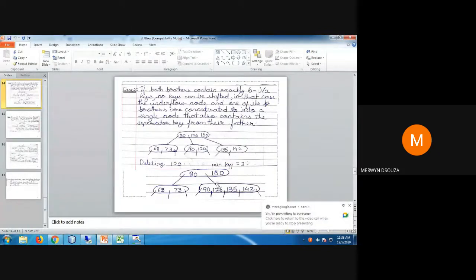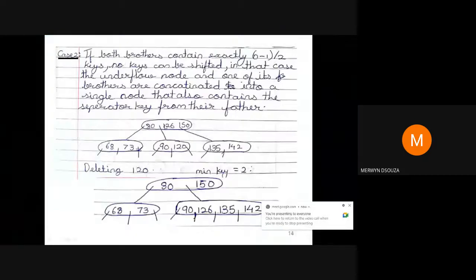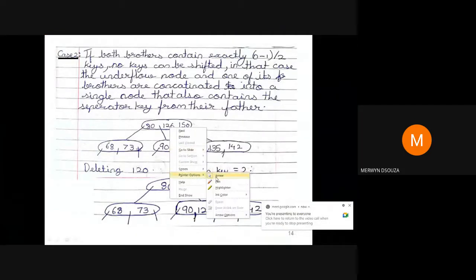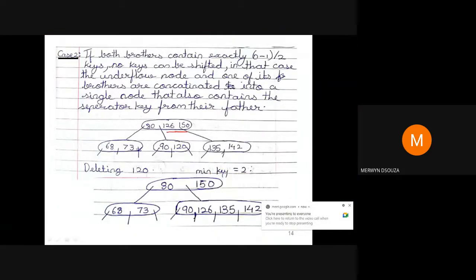Yes. So the father node would contain, correct. Whoever has typed, the father node would contain these two values, 126 and 150. This would have got deleted and this 80 would have come down. So you would have got here 68, 73, 80, 90. So this thing would have got merged like this. This would not be here.